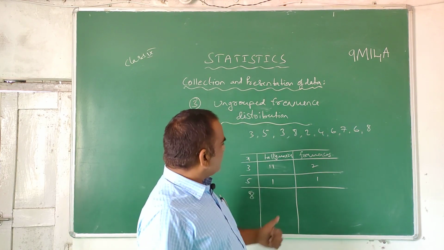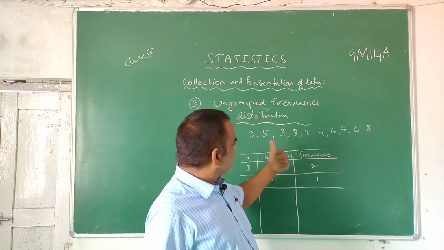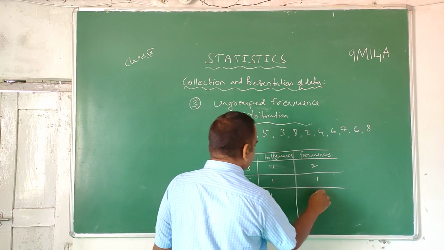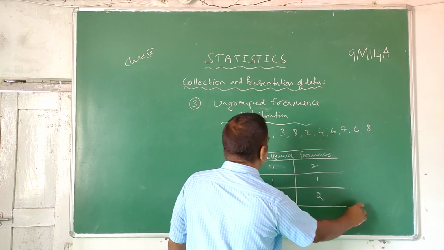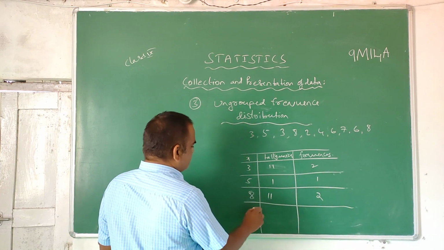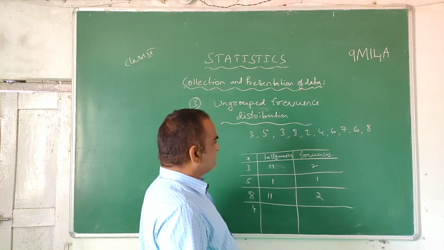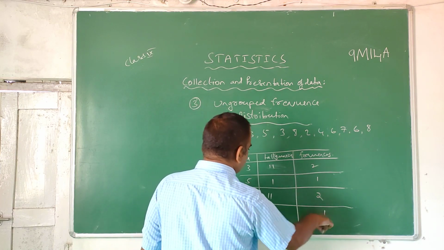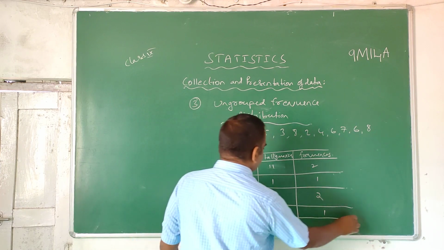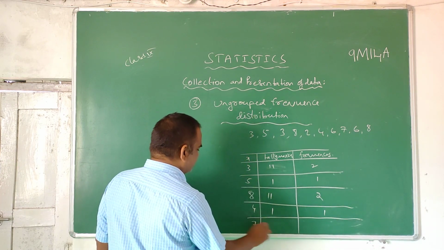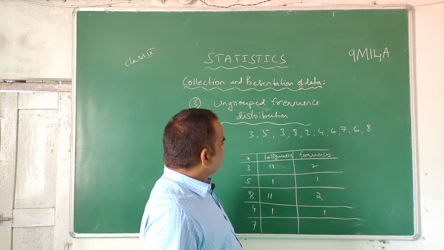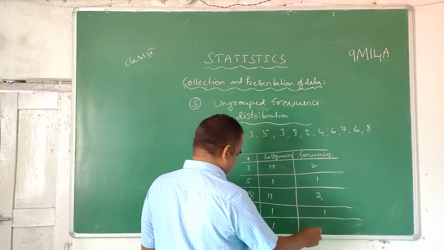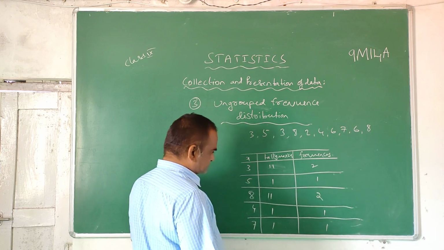How many times are you seeing 8 in this data? 2 times. Okay, give 2 strikes. Put here 2. 4. How many times are you seeing 4? 1 time. Strike 1, here number 1. Next 7. How many times are you seeing 7? That also 1 time. 1 strike, number 1.